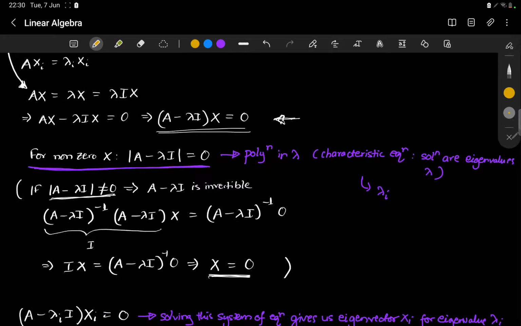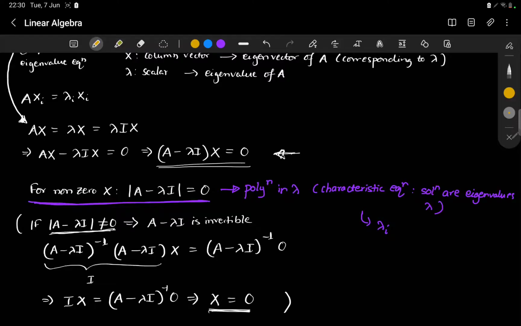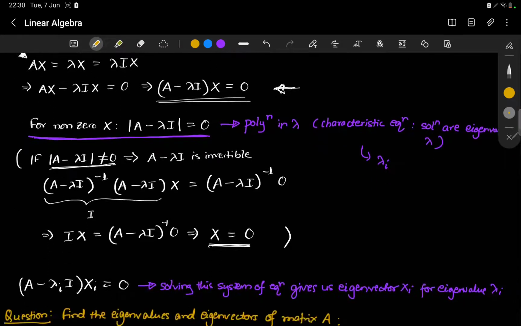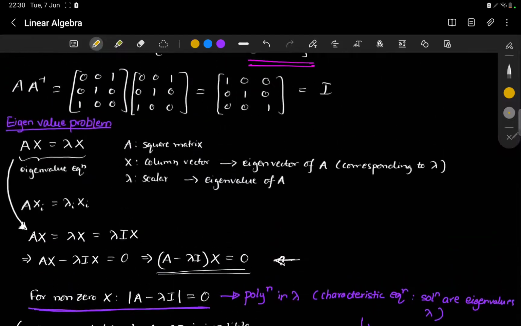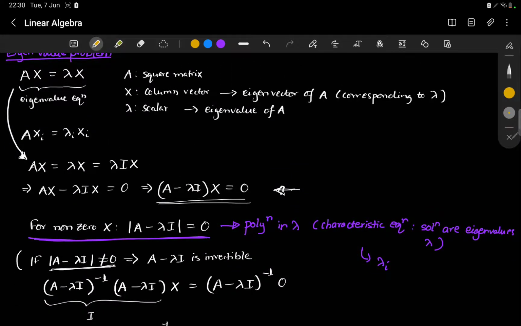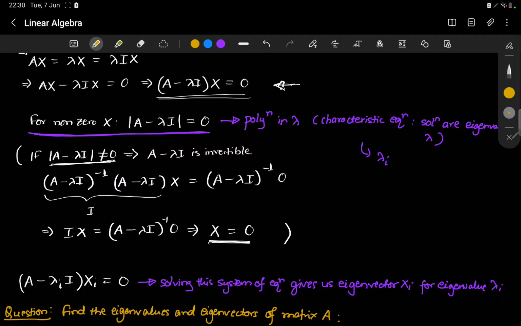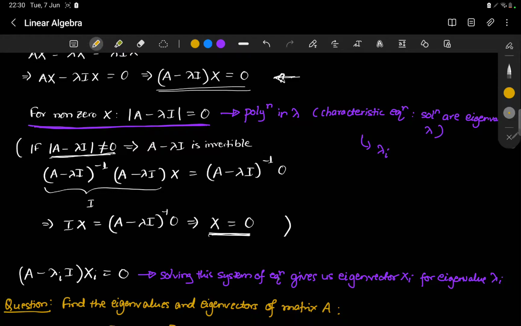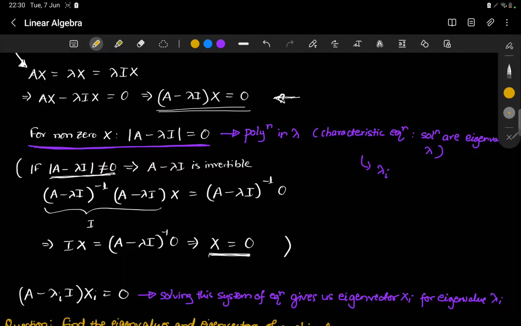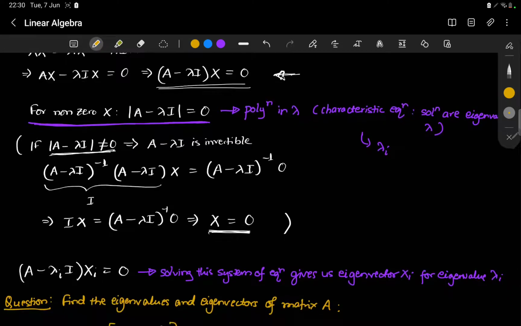Now how do we find the eigenvector? Well, each eigenvalue will have an eigenvector associated with it, and we will use the eigenvalue problem definition, Ax equal to lambda x. We will solve this system of equations to give us the components of the eigenvector, so that we will be able to find the eigenvector xi corresponding to the eigenvalue lambda i. So it is a simple procedure to find eigenvalues and eigenvectors.